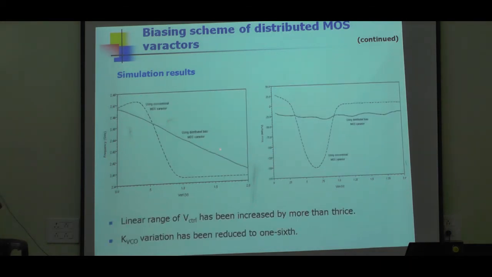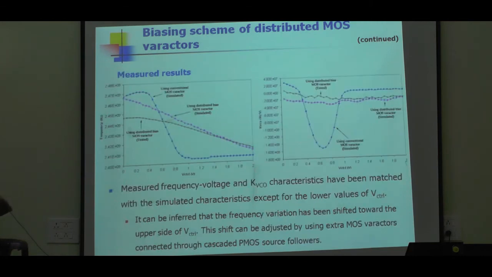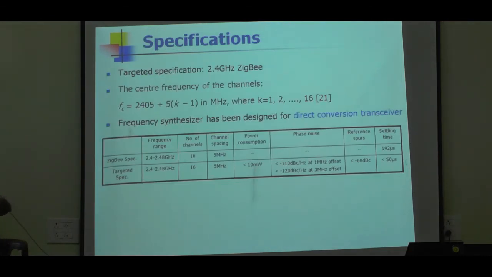Now if you look at how we have improved, using the distributed MOS varactor it goes to around 25, and in the conventional oscillator it is 150. Okay, so that is the variation of the technique. One is the linearization technique by source follower, another one is distributed MOS. You can improve this. I am telling the same thing.